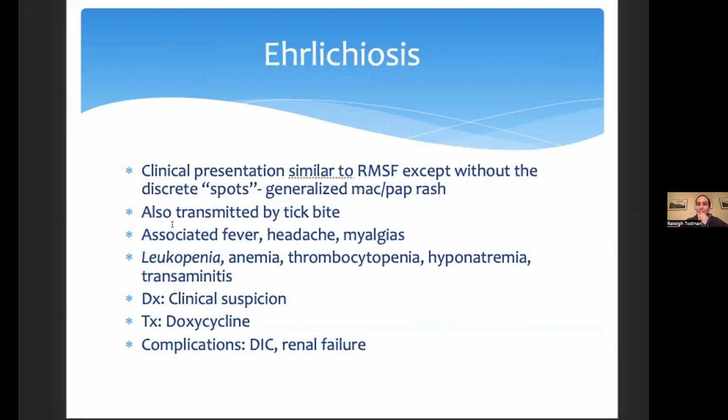More rash diseases, ehrlichiosis. This is similar to Rocky Mountain spotted fever, but the spots are more generalized and, I guess, harder to see. Also a tick bite, also associated with some B symptoms like fever, myalgias. The lab abnormalities there are a few more of them. So you still have low sodium, low platelets, but you can also have leukopenia, which seems like sort of the buzzword or the pathognomonic lab abnormality for ehrlichiosis.